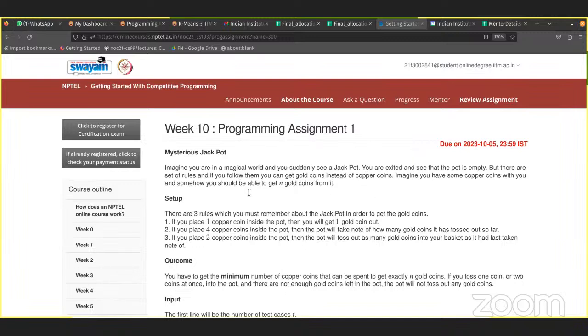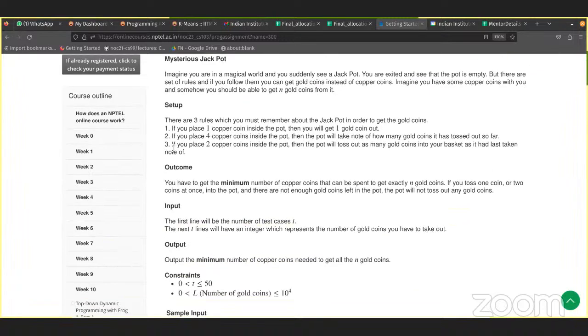So we have a pot, and we can get some gold coins if we put some copper coins into it. Imagine we have some copper coins with us, and somehow we have to get n gold coins from it. So this is our constraint. We have to get n gold coins, and the setup of this pot goes like this.